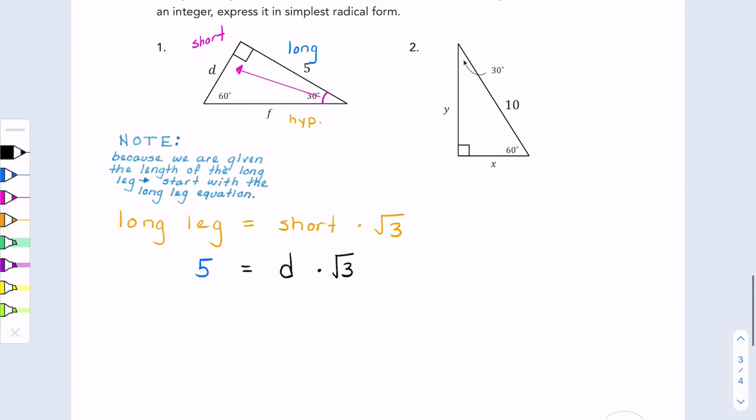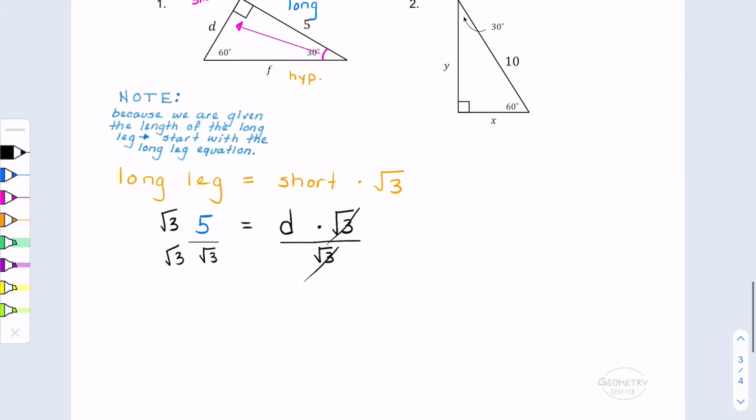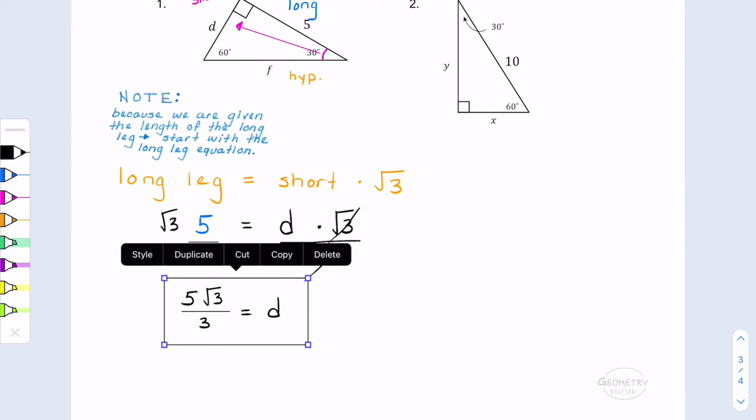I need to solve for d, so I'm going to divide both sides by the square root of 3, which also requires me to rationalize. So I have to now multiply the top and bottom of this fraction over here by the square root of 3. My numerator becomes 5 square root of 3 divided by the denominator, which is the square root of 9, and the square root of 9 simplifies to 3. This is the value of the short leg. You do not type it into your calculator, you leave it just like this.